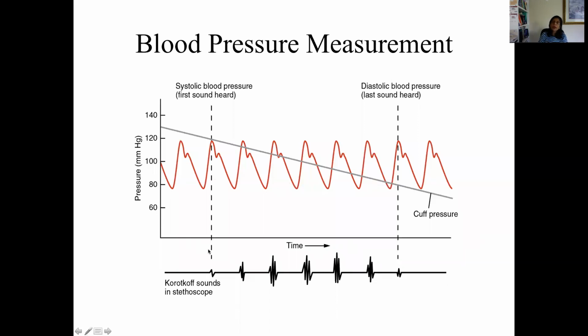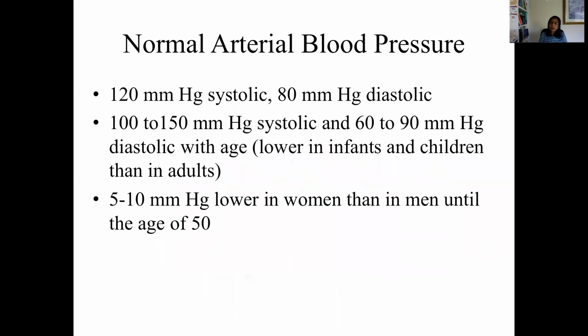Okay, so now let's move on to talk about some numbers. The systolic pressure is typically 110 to 120 millimeter mercury, and then the diastolic pressure anywhere from 70 to 80 millimeter mercury. All right, and now the ranges can be as wide as 100 to 150 systolic, 60 to 90 millimeter mercury diastolic, depending upon the age. Okay, the blood pressure is lower in infants and children, and it gets higher as a person ages.